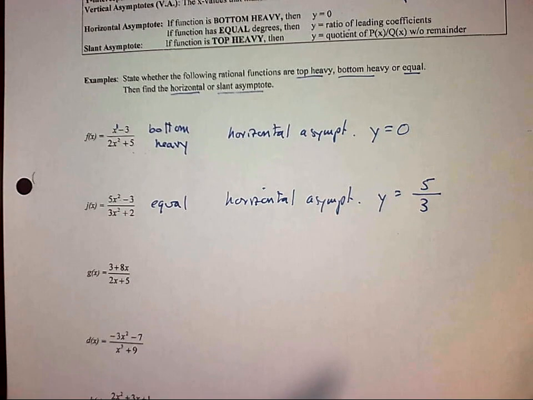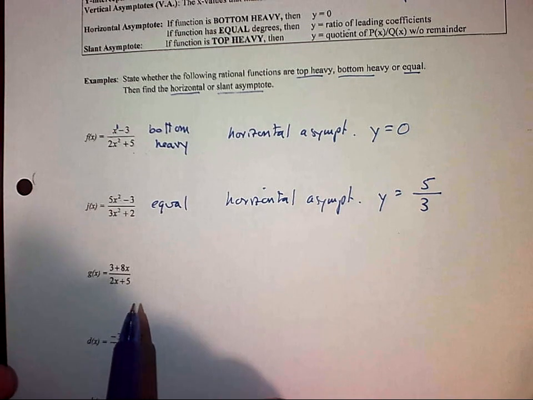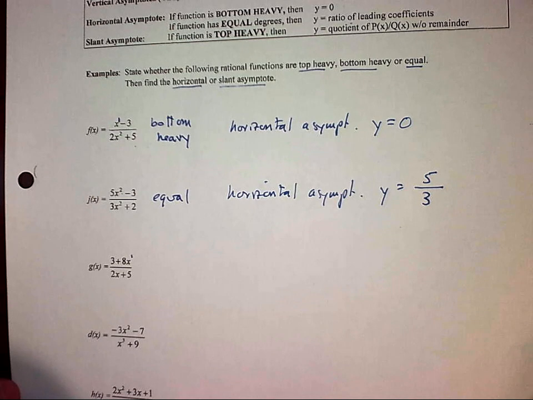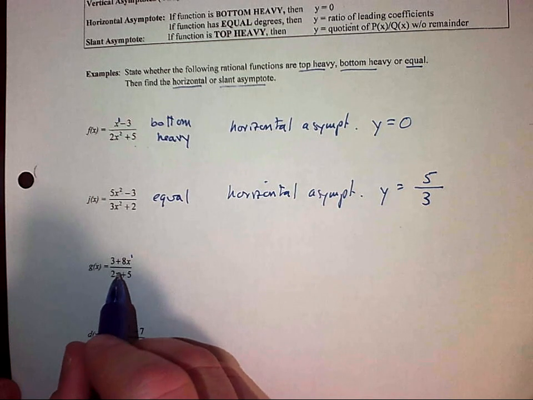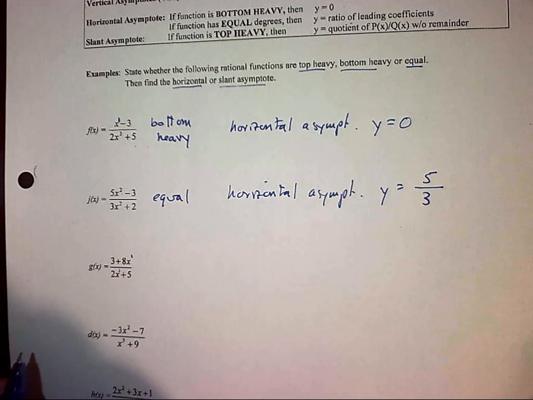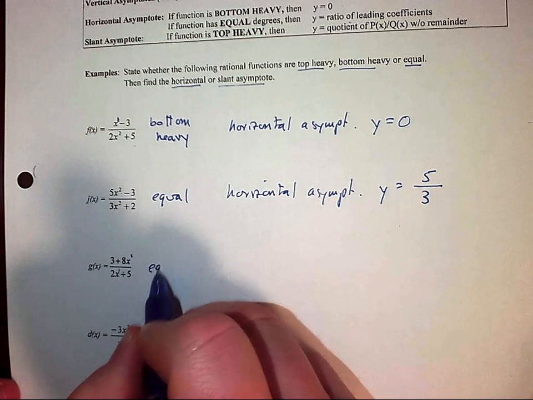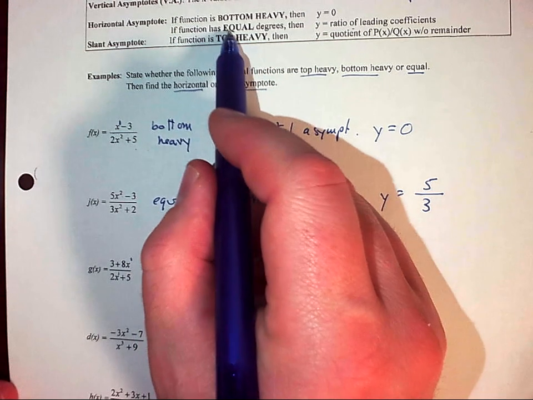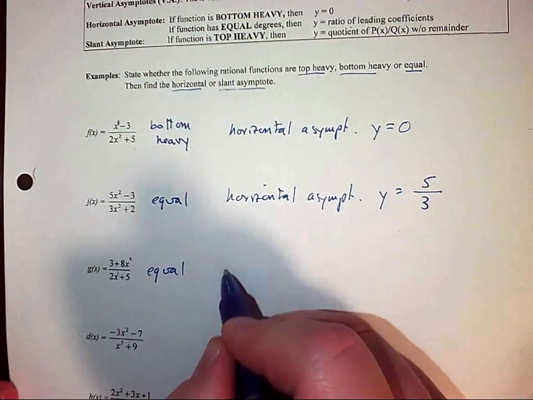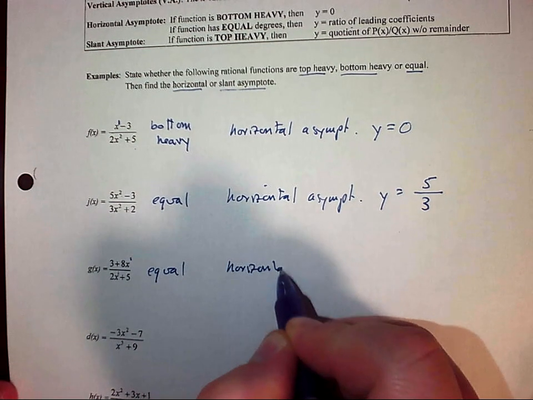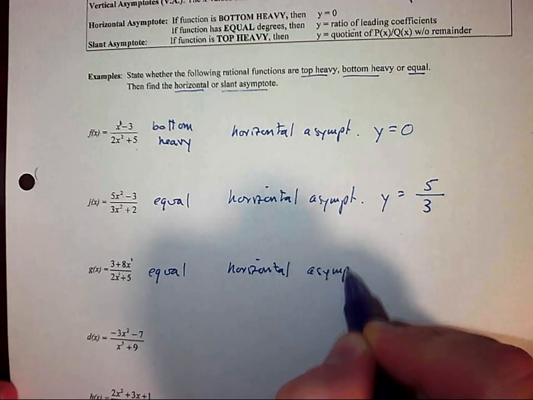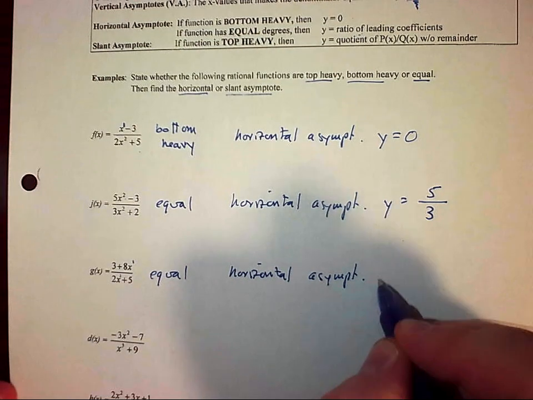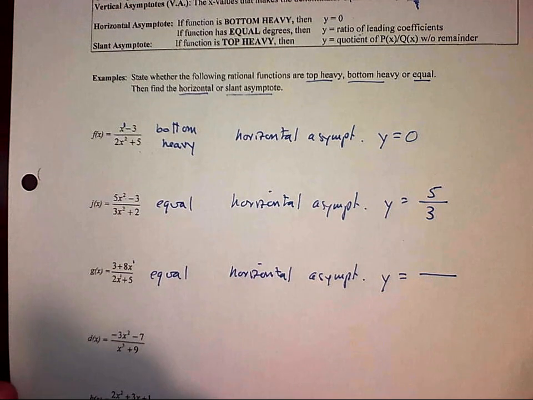Let's go on to the next one. The degree of our polynomial in the numerator is just 1. That's the highest exponent that we have. The degree of our polynomial in the denominator is also just 1 because that's the highest exponent that we have on our x variable. So therefore, again, these are going to be equal. So just like we did before, if they're equal, then our horizontal asymptote is simply just going to be the ratio of the leading coefficients. So y is equal to the ratio of the leading coefficients.